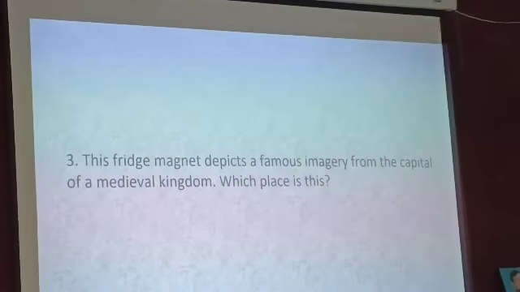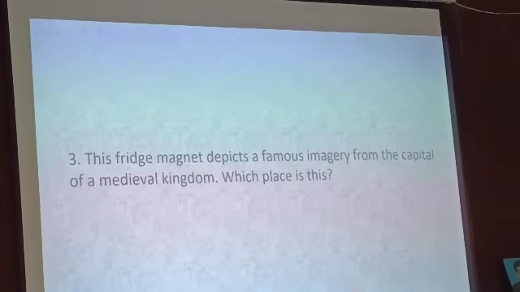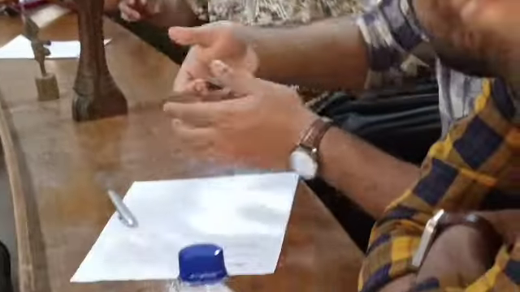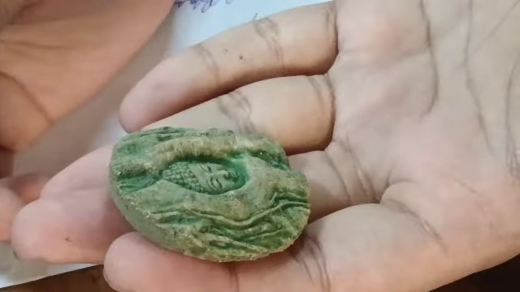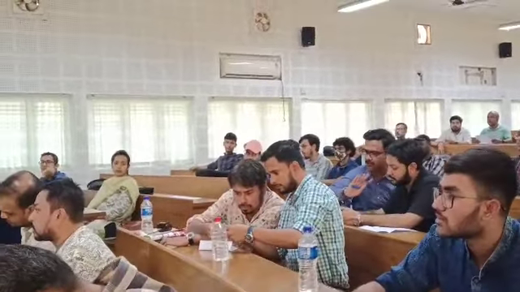Okay, you have to be careful with this, don't break it, so I just pass it around. It looks like this. Read the question: this is a fridge magnet. You describe the famous imagery from the capital of a medieval kingdom. Just pass it. You have to tell me which kingdom, or what is the place? Nothing to do with the capital. And don't break this. In fact, if you go to that place, you'll get only these items. They're the most famous about that place. I'll show the audience also. Okay, pass it. This is the most famous imagery of that place.